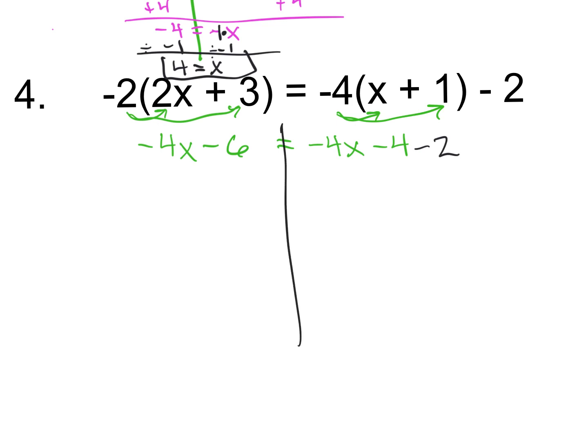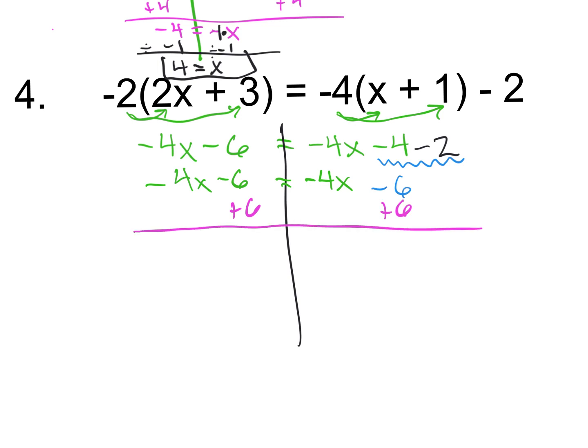Before I start moving things around, let's combine like terms. So I have a negative 4 and a negative 2. If we put those together, that is negative 6. And then everything else is still the same. Negative 4x, negative 6, negative 4x. All right, so let's add 6 to both sides. Both sides crowded. I'm going to have negative 4x equals negative 4x.